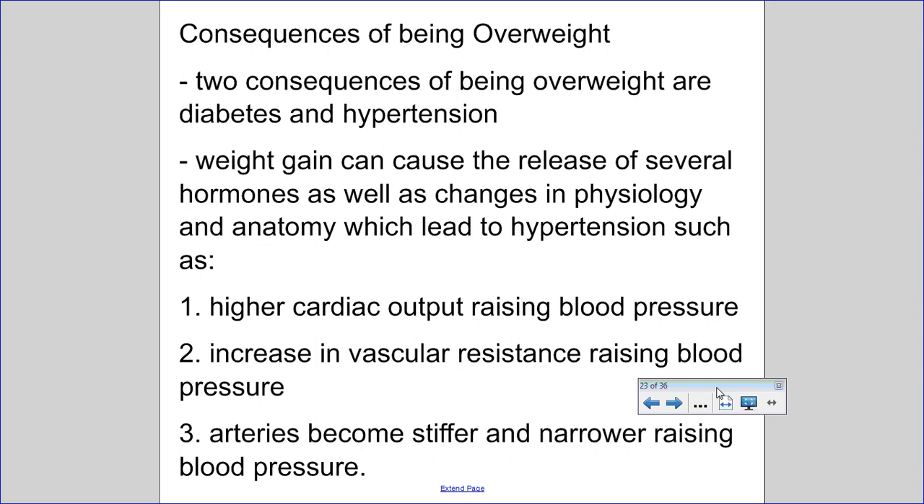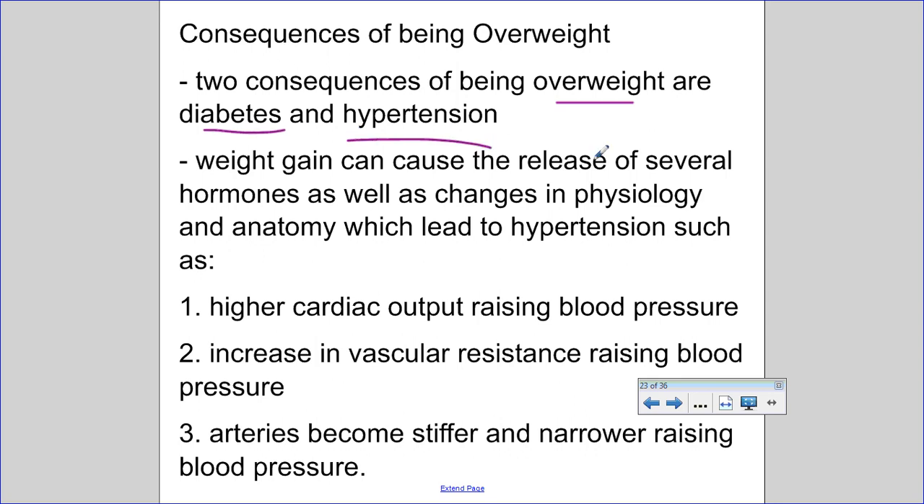So now there are situations where the control of this stimulatory center and inhibitory center gets out of whack, and you get conditions of being overweight, where too many nutrients have been consumed. There are two main consequences of being overweight. They are diabetes and hypertension.